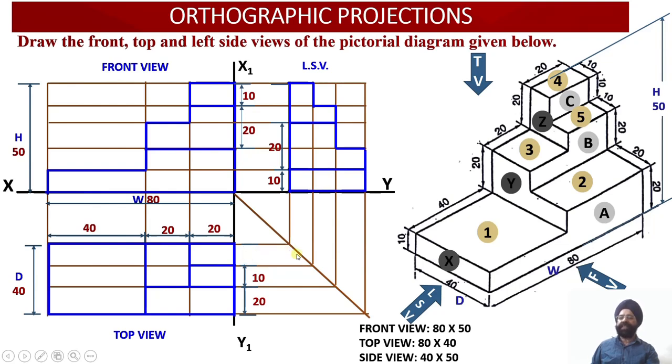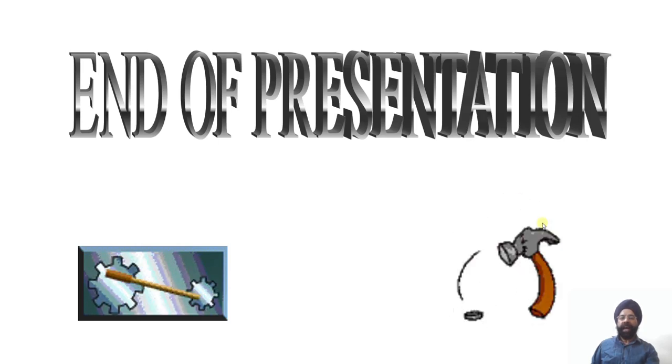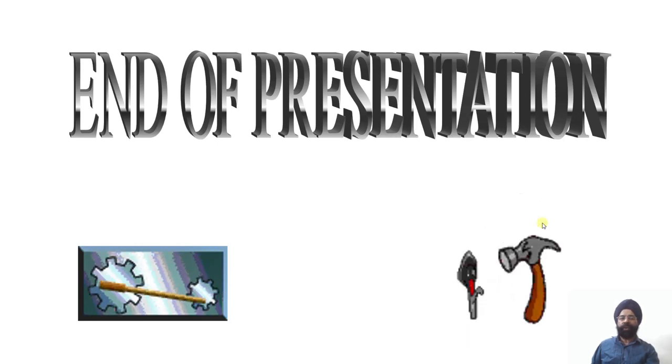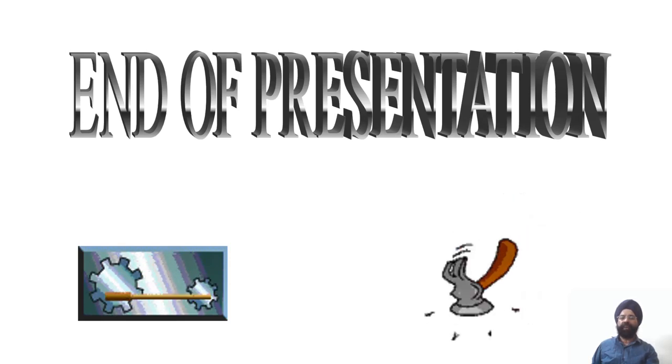Now this completes the construction of the orthographic views of the solid. So with this we have been able to complete this discussion regarding the obtaining of front, top and left side views from the 3D pictorial drawing of this particular component. I hope that through this discussion you would have been able to develop proper understanding about the procedure to develop the orthographic projections from the 3D pictorial views of the given solids.